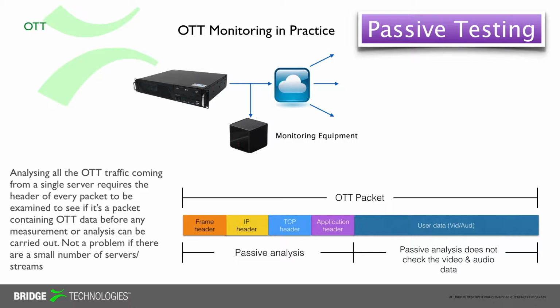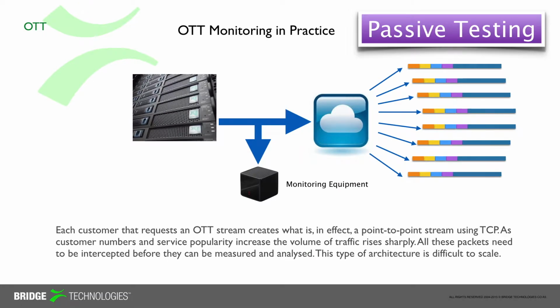But as the data starts to increase, as you increase the number of streams, then the work that the probe needs to do increases, and it increases sort of exponentially in a way. So the first problem we have with passive testing is it doesn't really scale that well. And in the strictest sense, passive testing doesn't test the user data itself. So it's looking for traffic, but unless you do something else, it's not actually looking at the video and audio. And of course, OTT is a point-to-point system using TCP/IP.